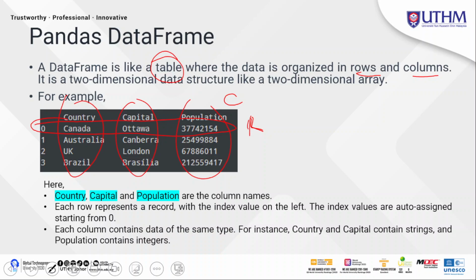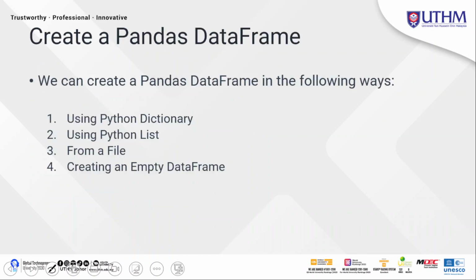Country, capital, and population are the column names, and each row represents a record with the index value on the left. Every row is created with the default index. Remember, this is a default index because we didn't mention any index, so it automatically gives you the default index. How to create a data frame using pandas? Using a Python dictionary, a Python list, a file, and creating an empty data frame. So let's see one by one.